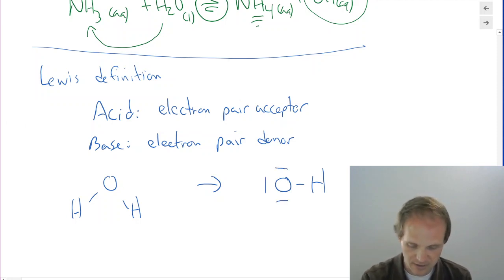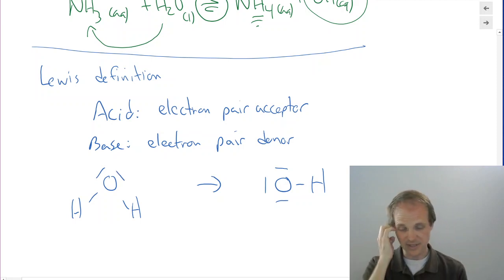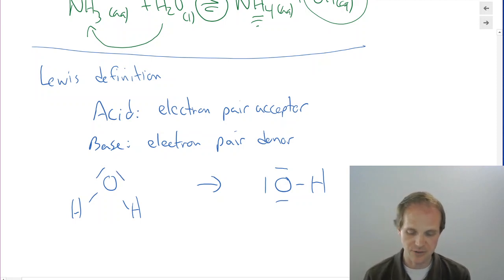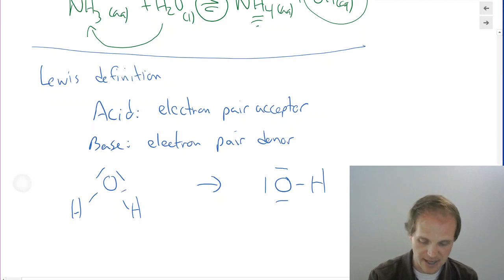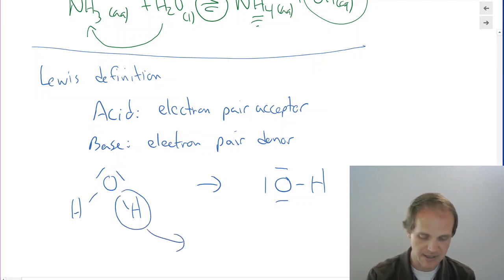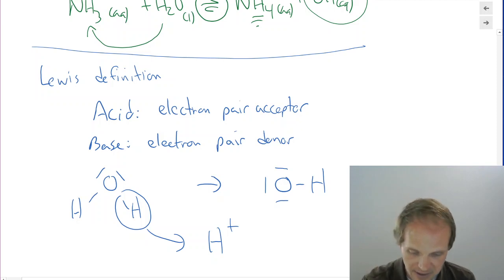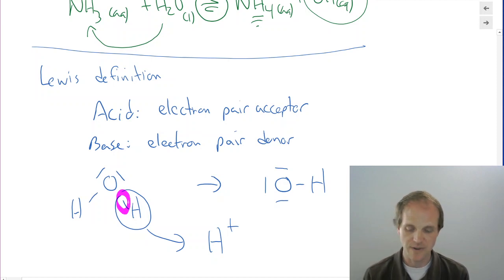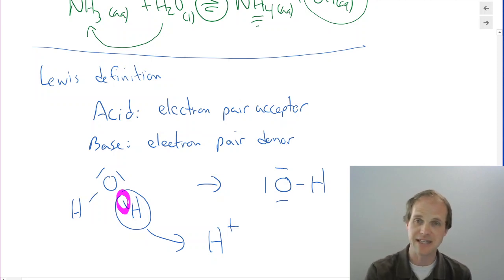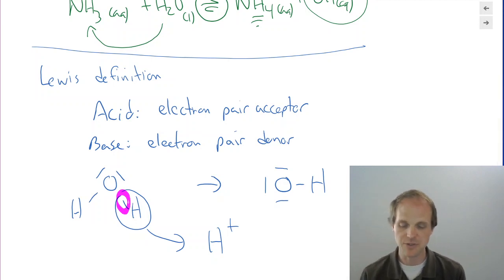If we were to draw the Lewis structures for them, we have this, that OH used to have two H's. Then this guy left, right? But he left as an H+. So what did he leave behind? He left behind this pair of shared electrons right there on the OH. So when the H+ left, he left that pair of electrons behind, which means that water accepted the electron pair. Okay, so that makes it the electron pair acceptor.